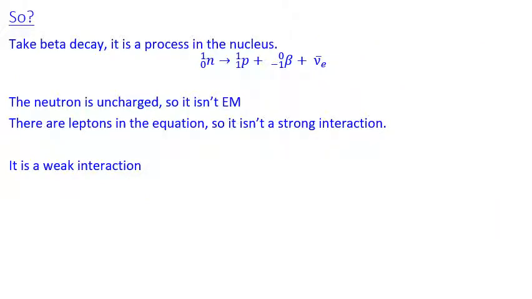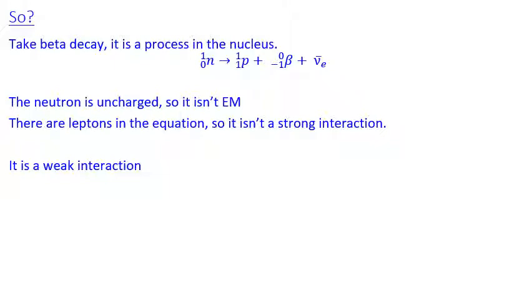So I've said beta decay is the workhorse of AS level or year 12 level physics. So let's have a good look at it. A neutron turns into a proton, releasing a beta negative and an antineutrino. So what can we tell from this?